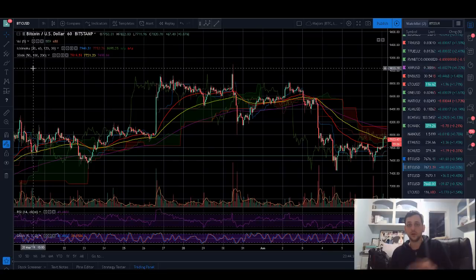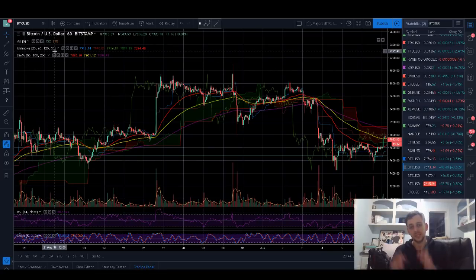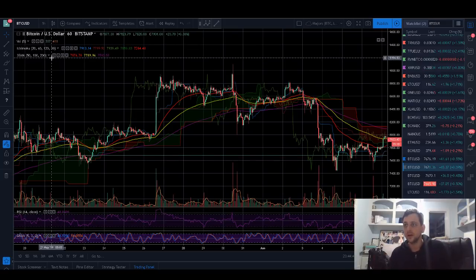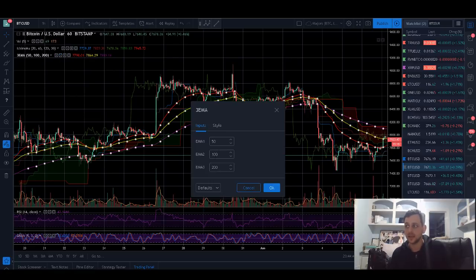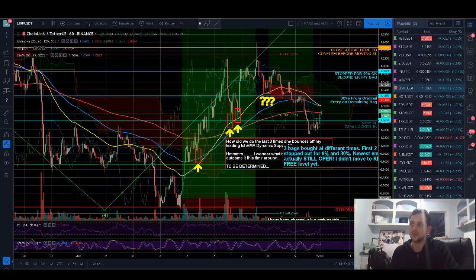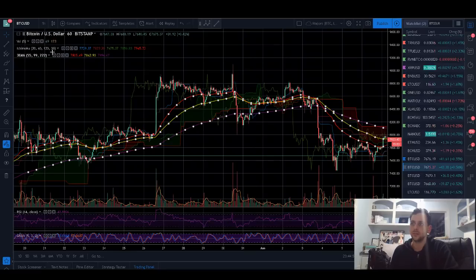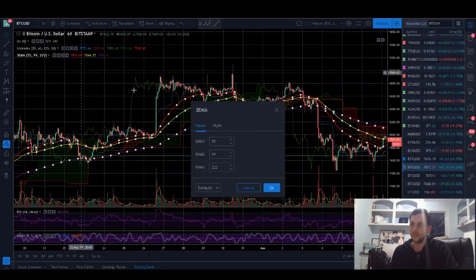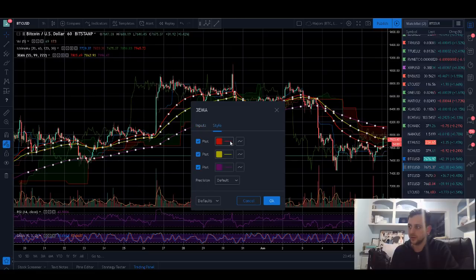My model, which I call Ichima, because it's based on the Ichimoku cloud and 3 EMAs, so it's Ichima, because it uses EMAs and Ichimoku. For the 3 different EMAs, I'm going to set that to what I use, which is 55, the 99 EMA, and the 222 EMA. Now the colors I use for these, I don't remember exactly, let's see. So it's going to be yellow, blue, red. So let me make sure that's set up correctly. The 55 should be yellow.